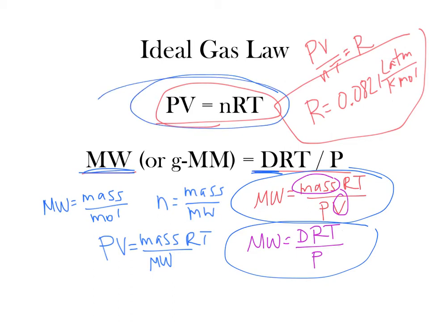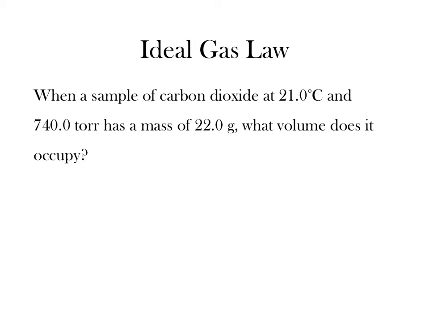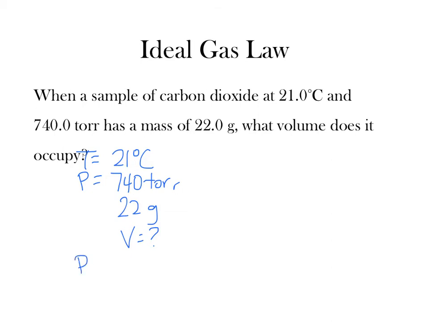So these are just a couple of ideas of different formulas that might help you solve, depending on what the question's asking for. Let's look at what this question's asking. When a sample of carbon dioxide at 21 degrees C and 740 torr has a mass of 22 grams, what volume does it occupy? So we've got temperature, pressure, mass, which is not in PV equals nRT, and volume. And of course, remember that you also have R, because you always have R, 0.0821 L·atm/(mol·K).